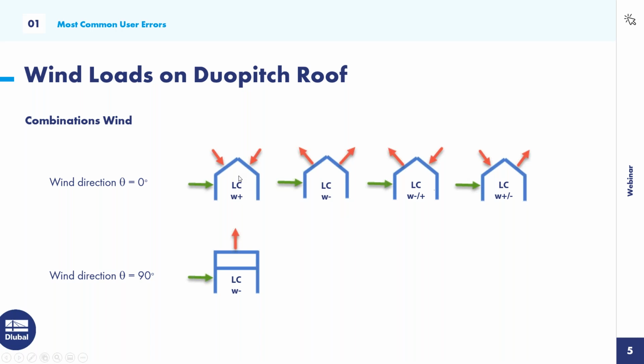Let's take a look at the first wind load case. There's pressure on the windward side, meaning the direction from which the wind is coming, and the leeward side, the direction downwind. Then in the second picture, suction on both sides, suction and pressure, pressure and suction. Those 4 wind load cases are necessary. And for the wind direction 90 degrees, only suction on the roof.